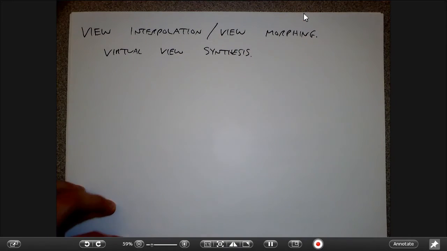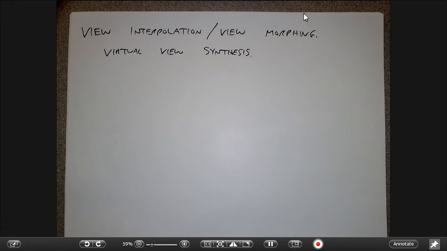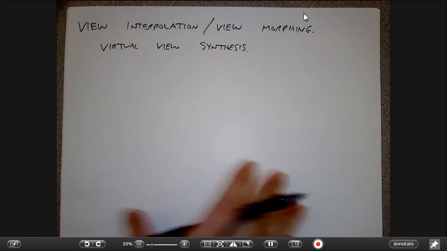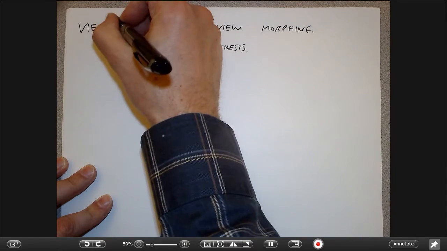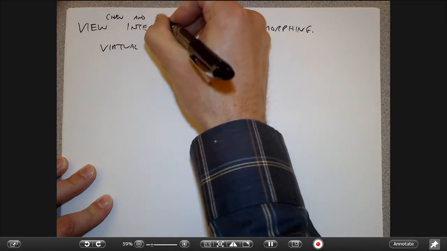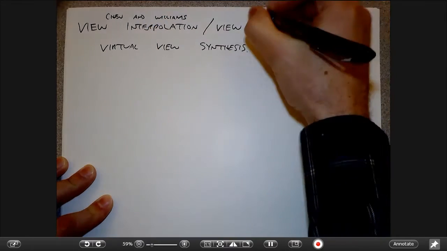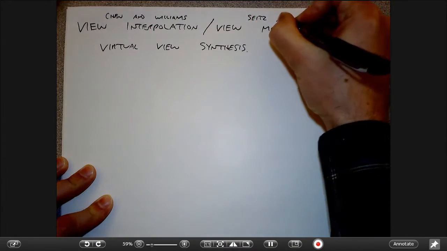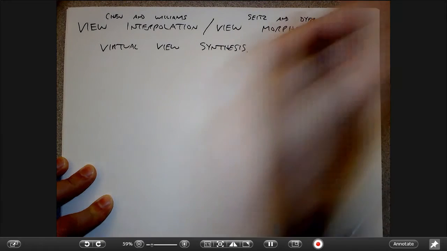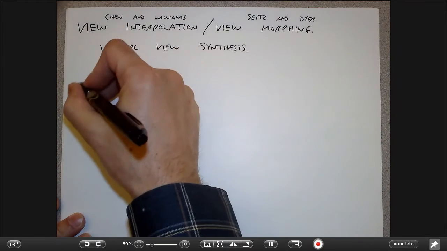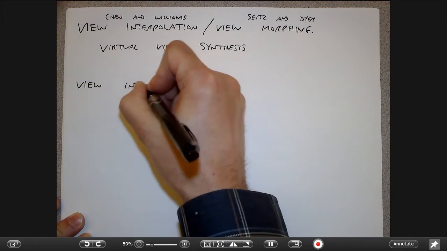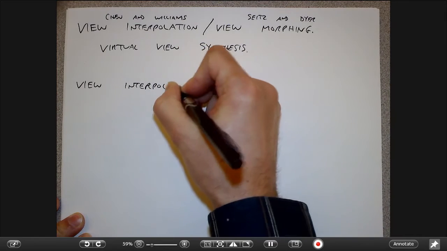And to be honest, this is some work that I was involved with like 12 plus years ago for my PhD thesis. I was doing virtual view synthesis. And so I'll tell you the story in just a second. So basically, this is building off of a couple of key papers, view interpolation by Chen and Williams, and view morphing by Seitz and Dyer. And so the idea behind this first algorithm, view interpolation, was the following observation.